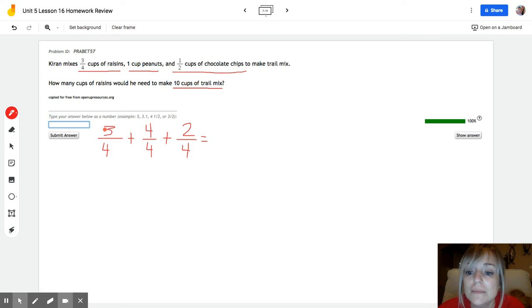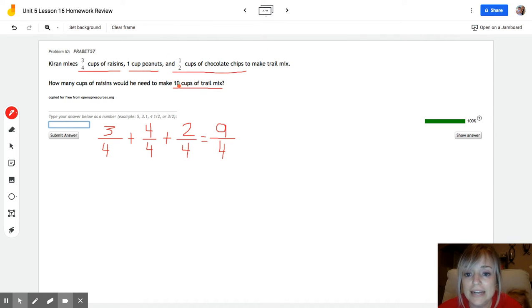Okay, so now I'm going to add all this up. 3 plus 4 is 7. 7 plus 2 is 9. So 9, and of course my denominator stays the same when I'm adding fractions. Okay, so now I know that all my ingredients equal 9/4. I can change this into a mixed number, but I'm going to wait and do that.